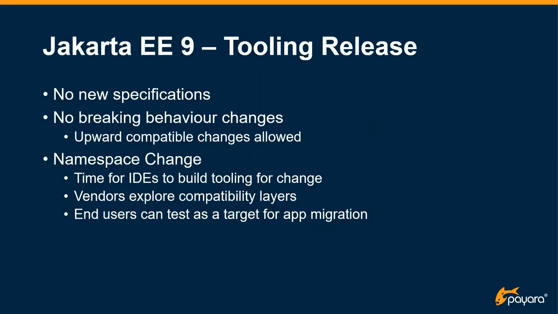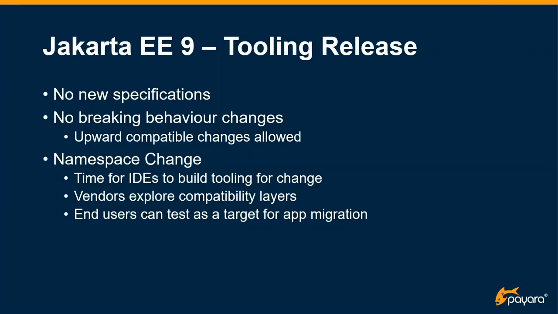What we wanted to do was create a base for people to target when they're dealing with the namespace change. The Jakarta EE 9 release will give time for IDEs to build some tooling to help migrate applications that target the old Jakarta EE 8 javax namespace to the jakarta namespace. Similarly, it gives us an opportunity for vendors like Payara to explore how we can help end users and developers move across the namespaces and make their transition as smooth as possible.